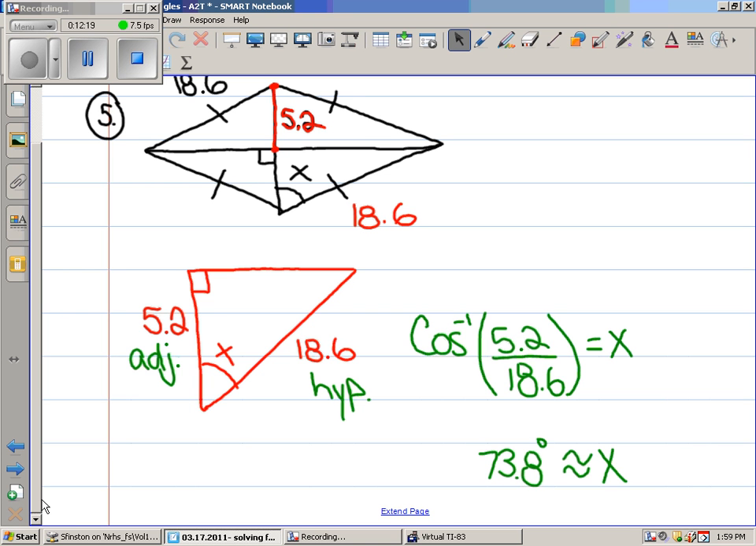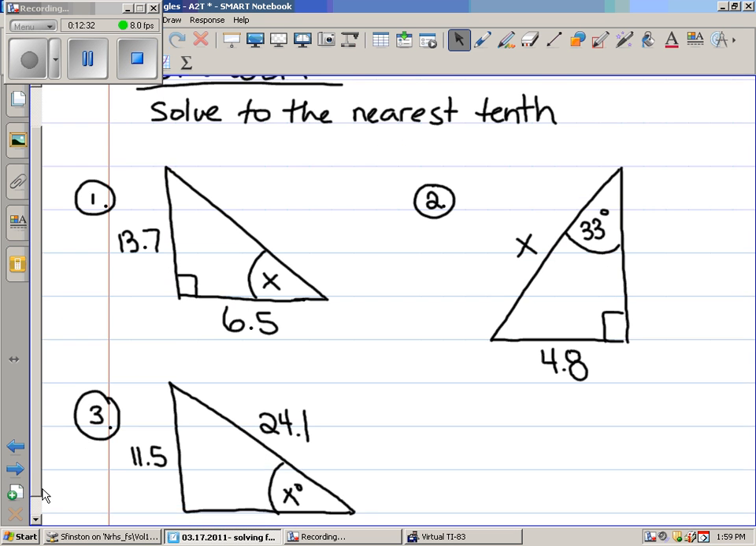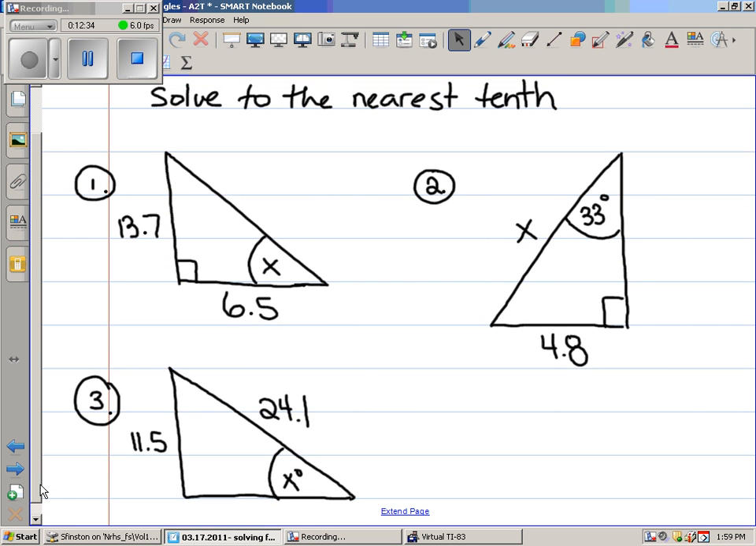What do you guys think? Any questions? Let me give you your homework for tonight. Please do not pack up. You have 7 minutes. I want you to work on it. I want you to solve all of these 3 questions to the nearest tenth. Good luck.